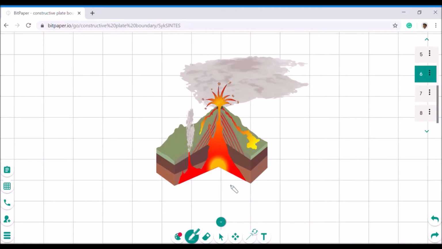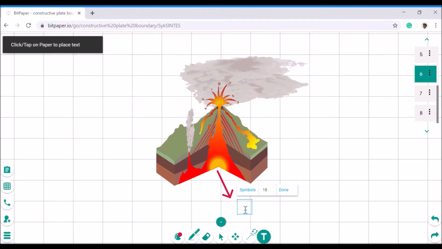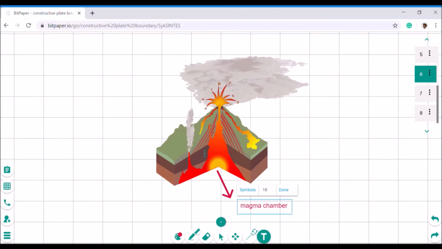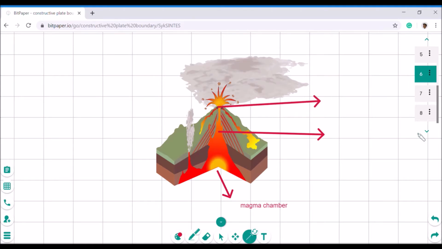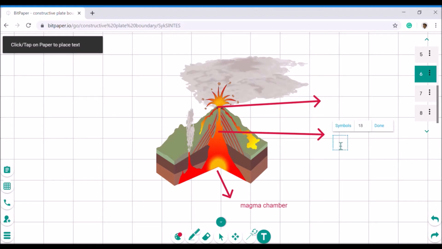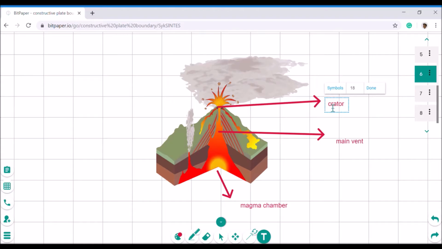Okay, this is a basic diagram of a volcano, so let's have a look at the structure. Down at the bottom, along here, we have got the magma chamber. And then through the magma chamber, magma will rise up through the main vent and will eventually lead to the top of the surface, which is known as the crater. There, so we have the main vent and we have the crater.